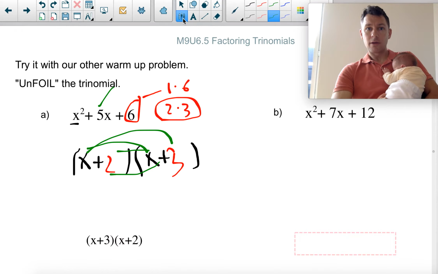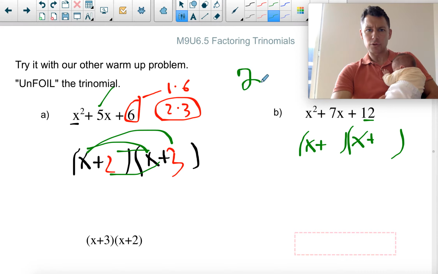Sweet. This guy's the same sort of thing. It's going to turn into x plus something and x plus something else. Pretty sure about that because everything's a plus and a plus, right? And we're looking for something that will multiply to 12, but add to 7. So things that multiply to 12 are 2 and 6. That doesn't add to 7. Let's see. Oh, hey, 3 and 4. 3 and 4 multiply to 12, add to 7.